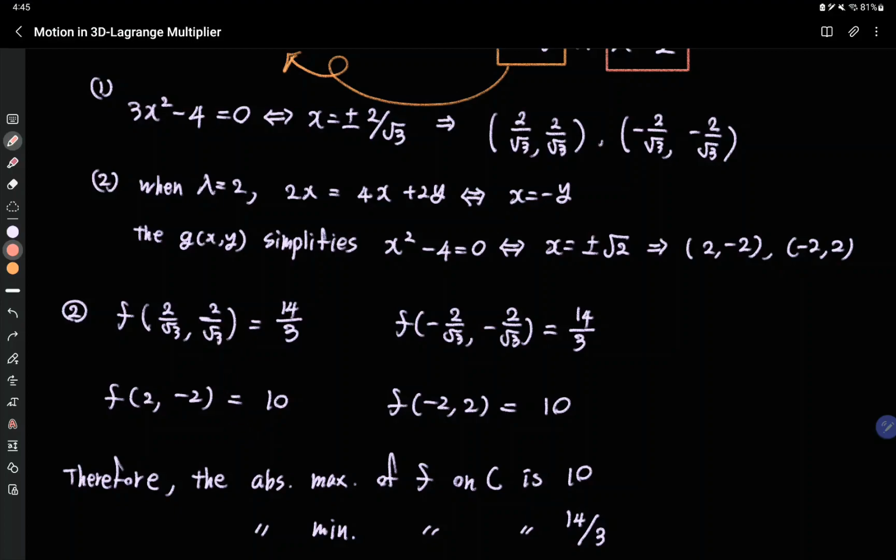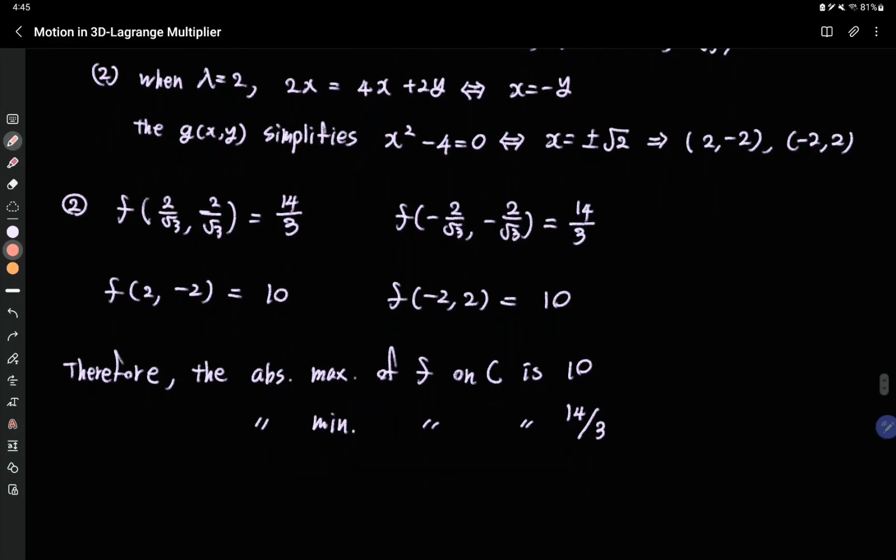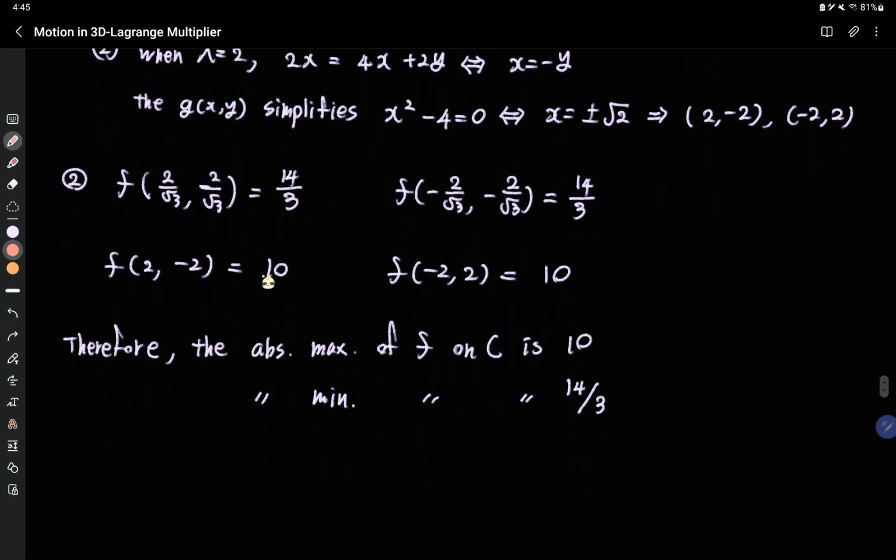Since the constraint level curve C is bounded and closed, we don't have to evaluate function f at endpoints. Actually, there are no endpoints, right? So we compare those 4 values. We select the largest one and the smallest one. These are the absolute maximum and minimum. So the absolute maximum of f on C is 10, and the minimum of f on C is 14/3. Okay, so that's for today.